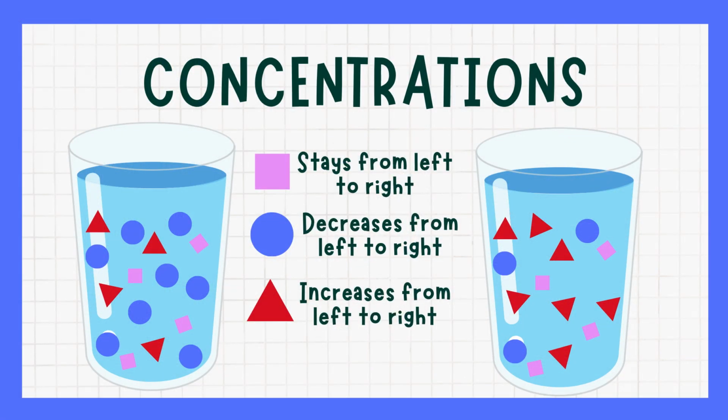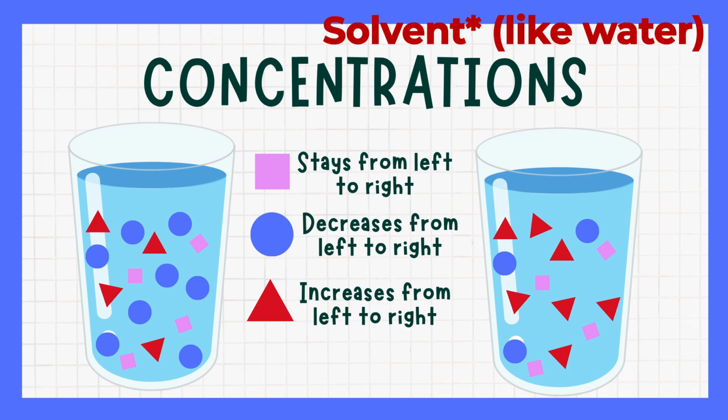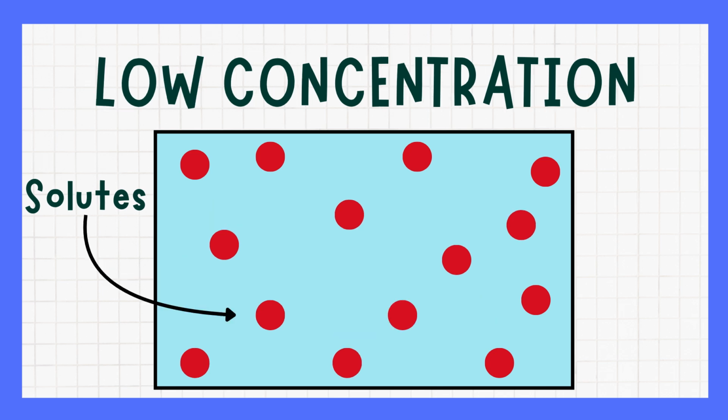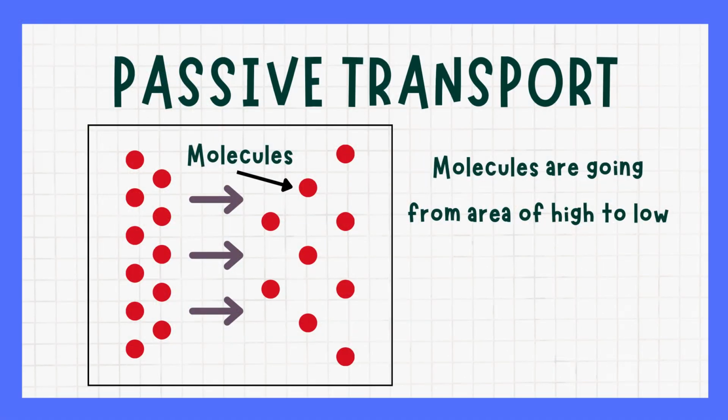Concentration is the measure of how much substance there is in a particular space. For example, this is high concentration, and this is low. The thing about simple diffusion is that it doesn't need any energy to take place, and happens naturally. Some examples of simple diffusion are the expelling of waste products and the movement of materials.